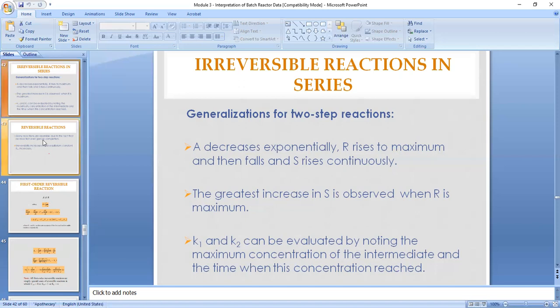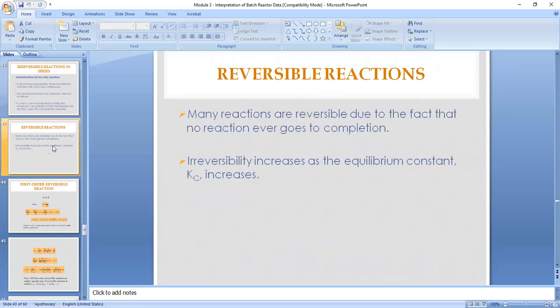Now we go to reactions that are reversible. We're already done with irreversible reactions, so we go to reversible reactions. So when do we say that reactions are reversible? Many reactions are reversible due to the fact that no reaction ever goes to completion. In reality, no reaction ever goes to completion because there is a certain degree of reversibility to all these reactions. We just write them as irreversible because one particular direction really dominates another, or is very large compared to another. And as such, we say that it is already irreversible.